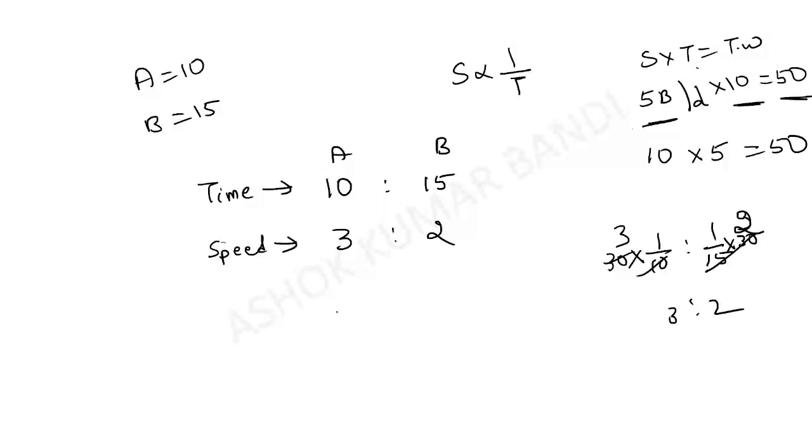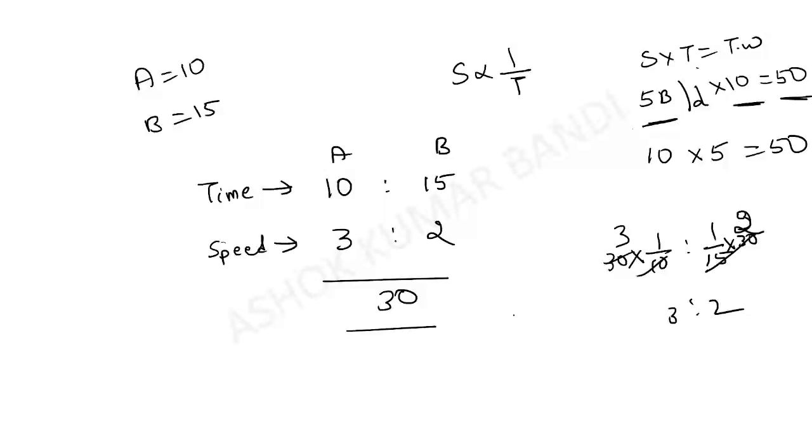Now simply multiply speed and time, you will get your total work, which is 30 in both cases. That means with the speed of 3, A can complete 30 units in 10 days. Obviously, because A's speed is 3 units per day, he worked for 10 days to complete 30 units. Or with the speed of 2, B can complete the entire work in 15 days because the total is 30. Every day he is doing 2 units. So you can say that he can complete the work in 15 days.